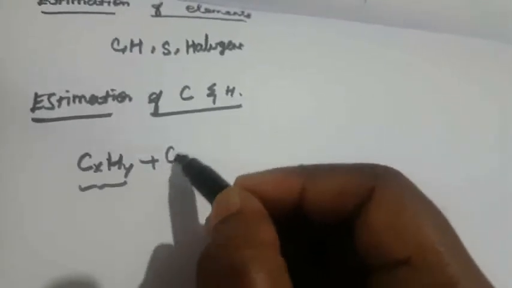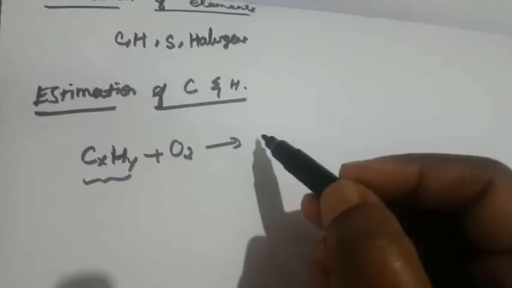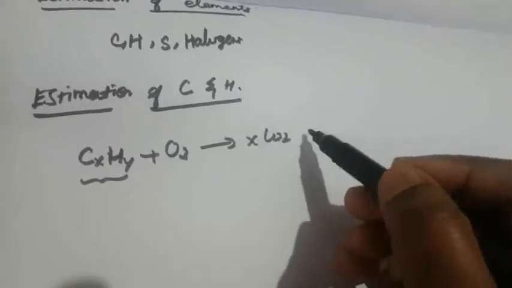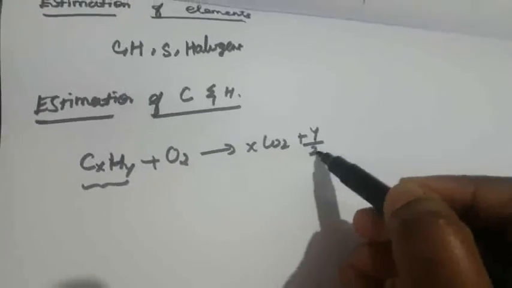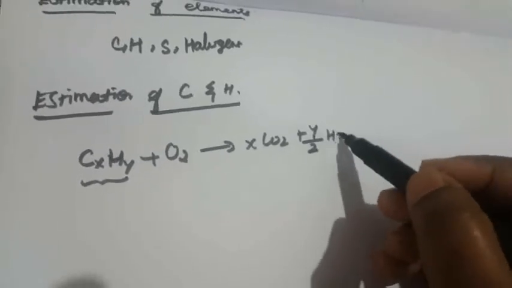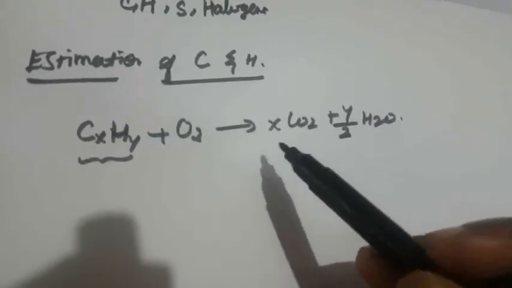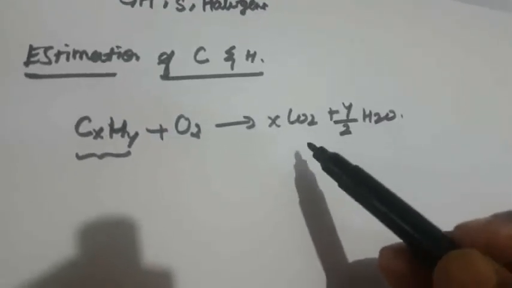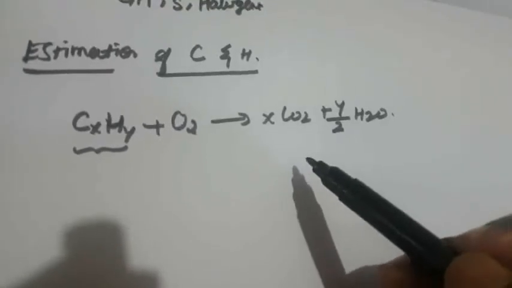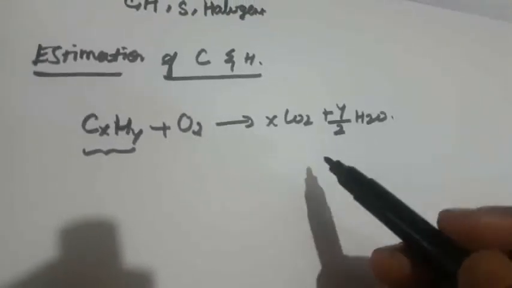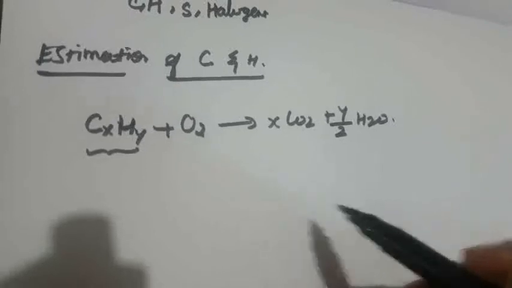This is the organic compound, right? Again it reacts with excess of oxygen. It will oxidize to carbon dioxide and y/2 molecules of water. This is the general representation. That is the reduction we studied, the copper oxide, carbon dioxide present. How much carbon dioxide is present? So now, what is the apparatus, and how will the weight of this carbon dioxide and the hydrogen be calculated?